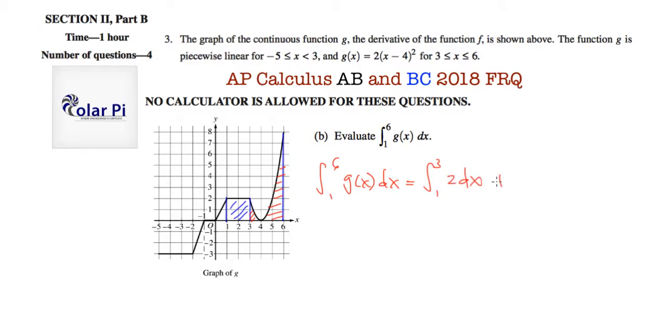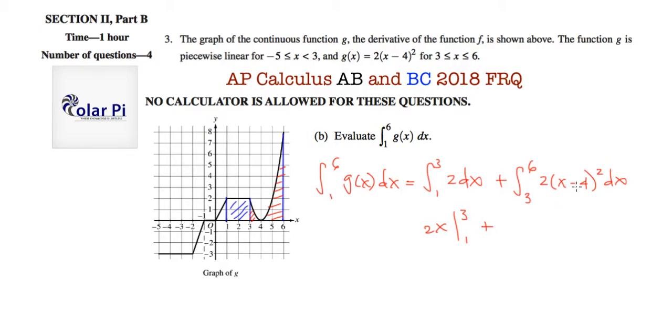And from there, the quadratic picks up. So from 3 to 6. And then the quadratic, we're told, is given by that guy right there. So that'll be 2 times (x minus 4) squared dx, right? Okay, cool. Now, this guy here is going to be 2x evaluated at 1 and 3, and then plus the antiderivative of this.